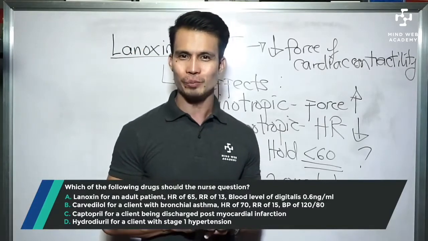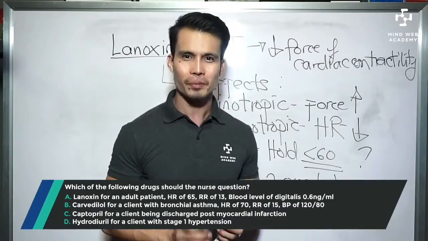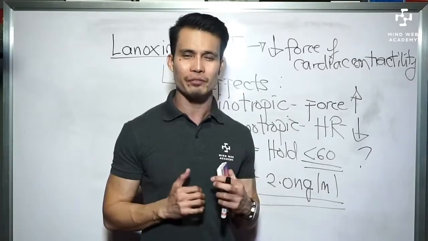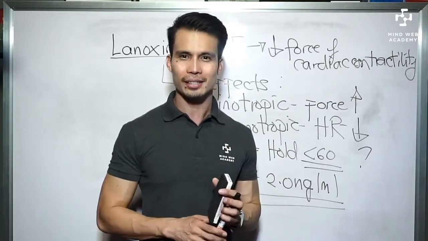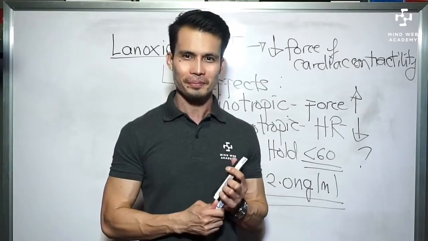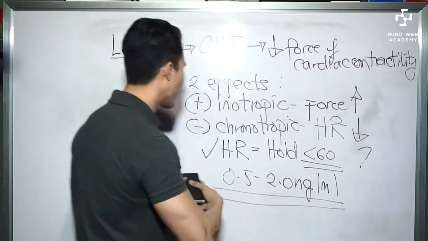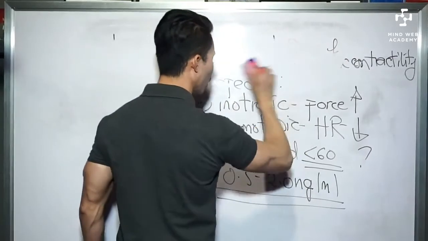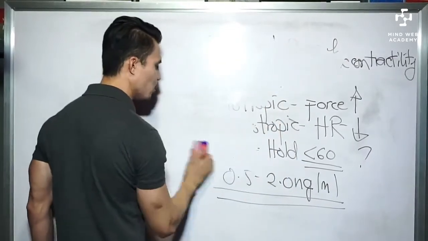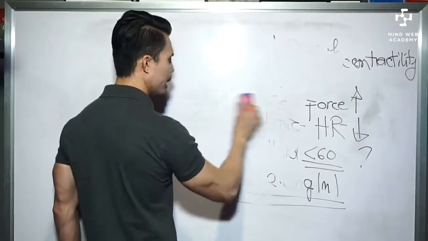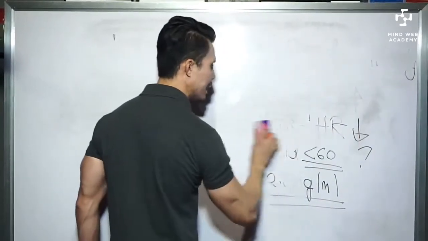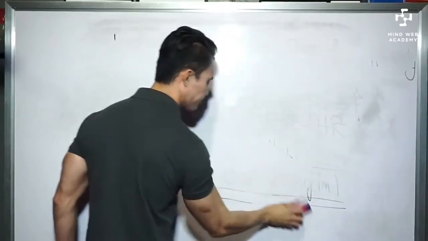Can you still follow? I hope everything is clear. Can I see a thumbs up sign? Can I see a heart sign if you get the discussion? Alright. So for letter A, we should not question the order because the heart rate is still within normal. Question lanoxin if the heart rate is less than 60.